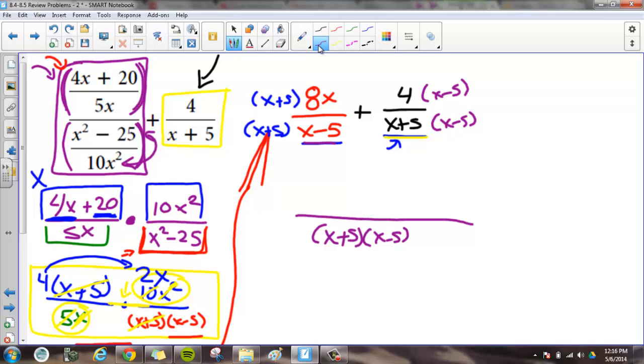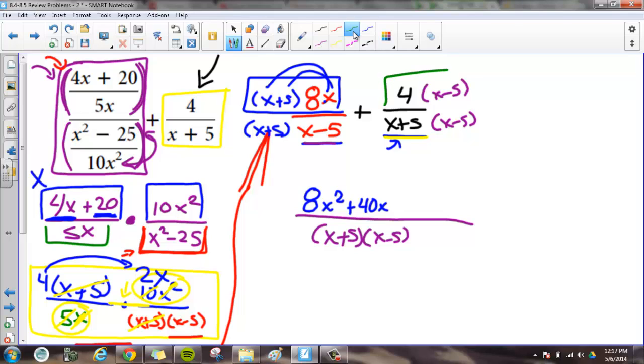Now, we're going to focus on simplifying this top right here. Let's focus on this area first. We're going to figure out what this is when we distribute this 8x to the x and to the 5. So we have 8x times x, which is 8x squared, and 8x times 5, which is plus 40x. Okay, so that's that area.